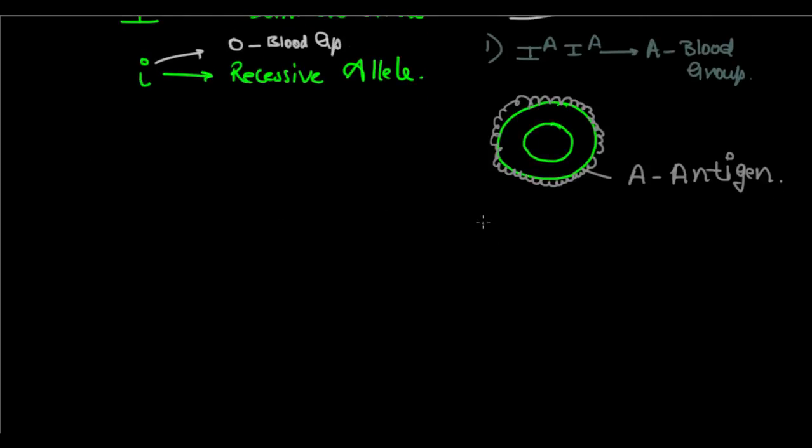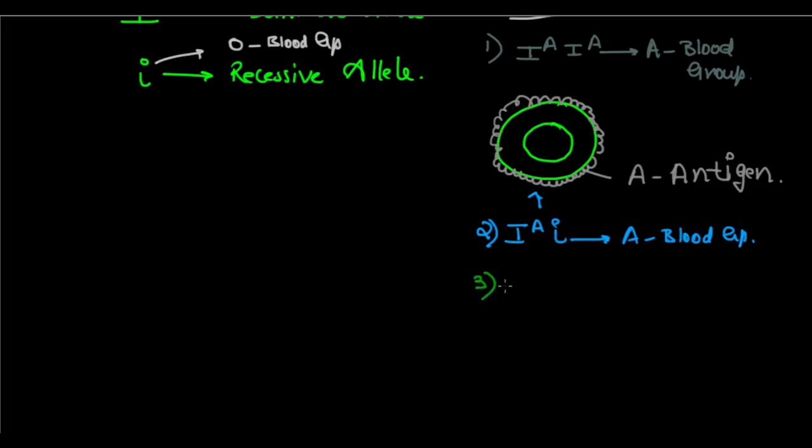Number 2, if there is IA and small i, again IA will be expressed. i will be recessive. Again, you will just get A blood group. Same thing happens when the opposite occurs. So these are the various possible cases for A blood group: IA IA or IA i.